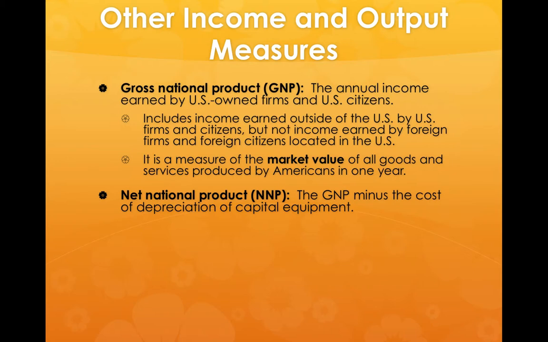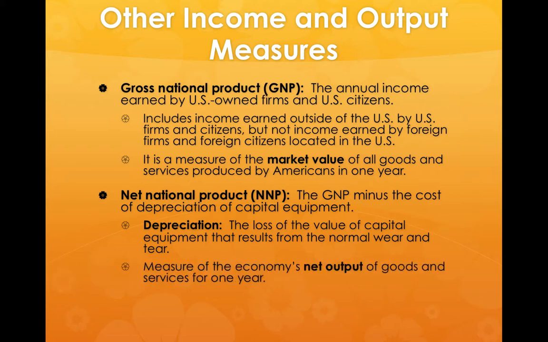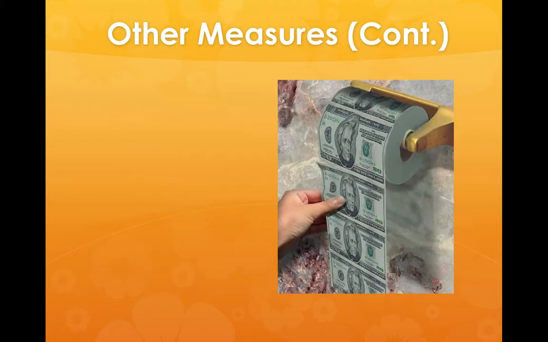Then there's the net national product, or NNP. This is the GNP minus the cost of depreciation of capital equipment. Depreciation is defined as the loss of the value of capital equipment that results from normal wear and tear. The NNP is a measure of the economy's net output of goods and services for 1 year. And there's the national income. NNP minus sales and excise taxes makes up the national income.